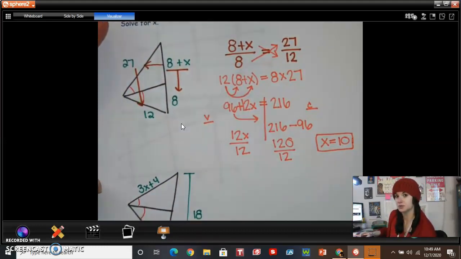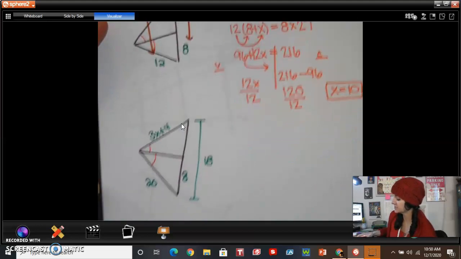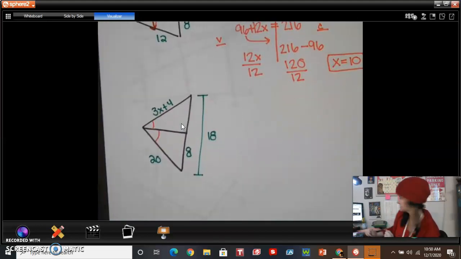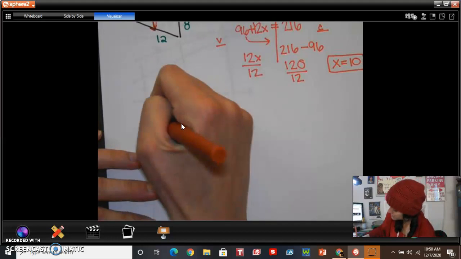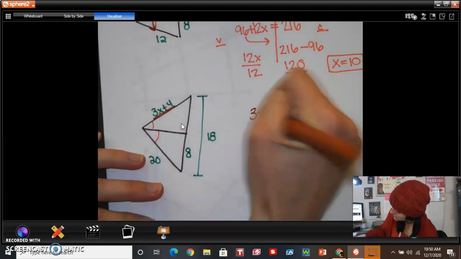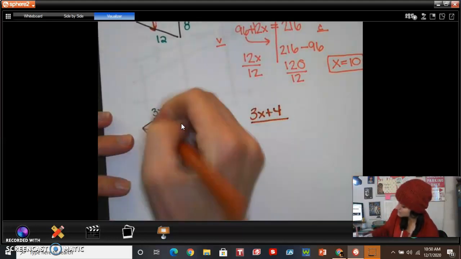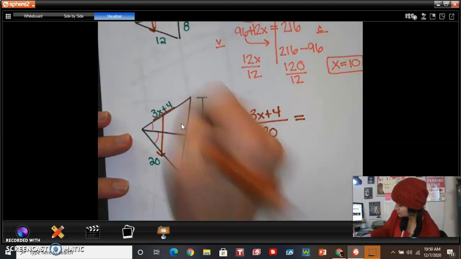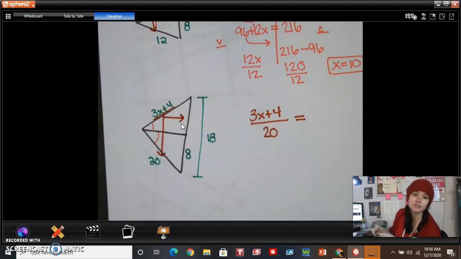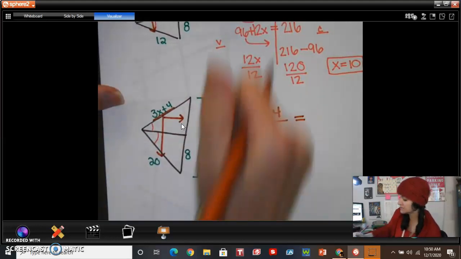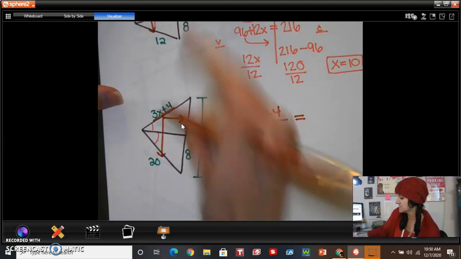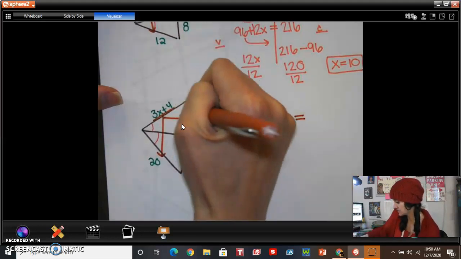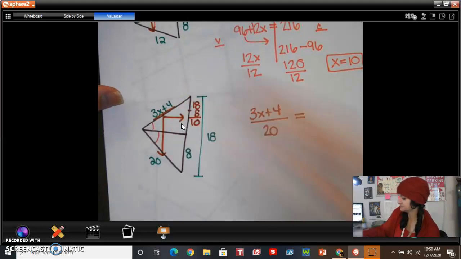But let's do another example of using the angle bisector proportionality to be able to solve for x. All right, so here we go. So we have 3x plus 4, and it lines up with, on the other side, we have 20, equal to, in the same triangle as it, something we don't know, but we can find it because this entire thing's 18, and this much of it is 8. So we can do 18 minus 8 gives us 10.